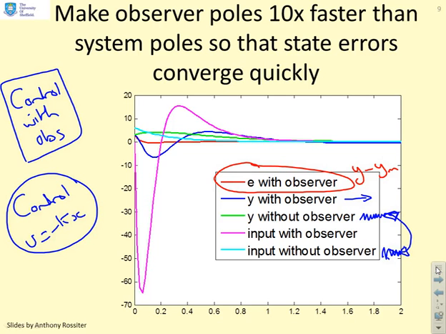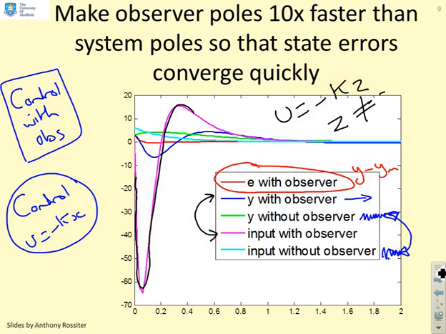But what happens when you can't measure the states and you have to use an observer? You get this pink and this blue line. And the notable thing, look at this pink line. Look at that input. And the blue line, the behaviour is poor. And why is the behaviour poor? Because during transients you are using u equals minus kz, and z is not equal to x.